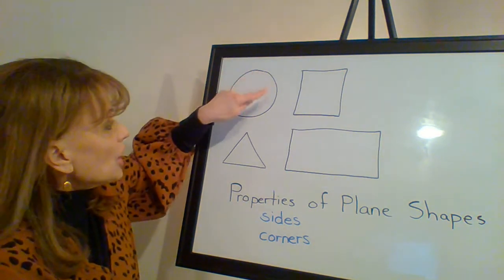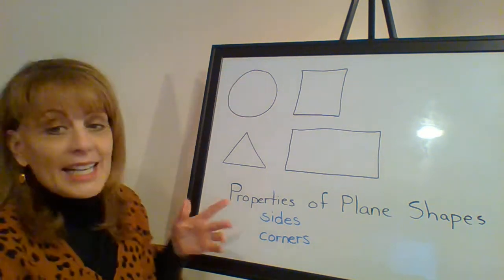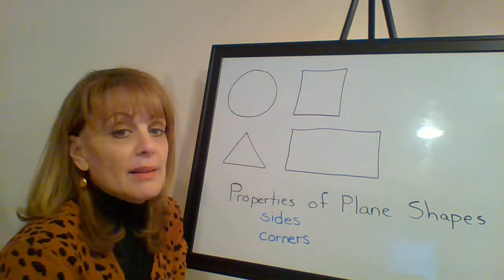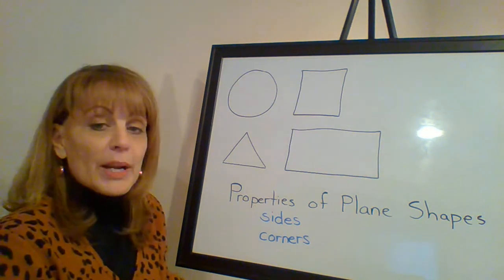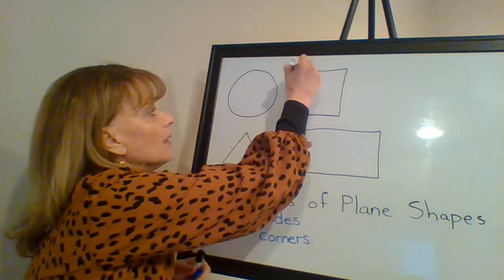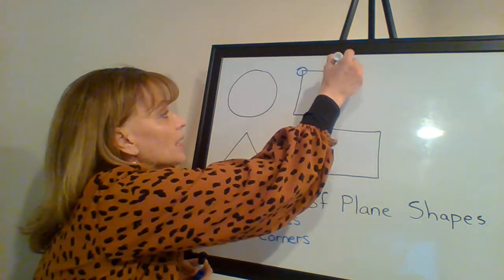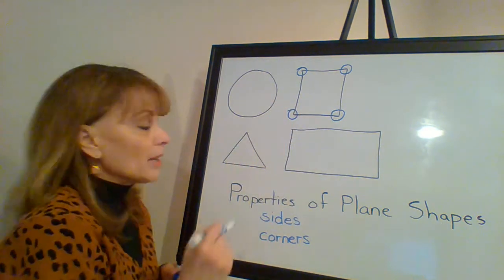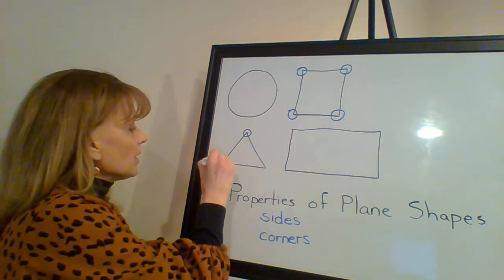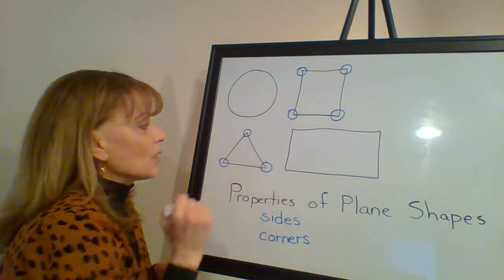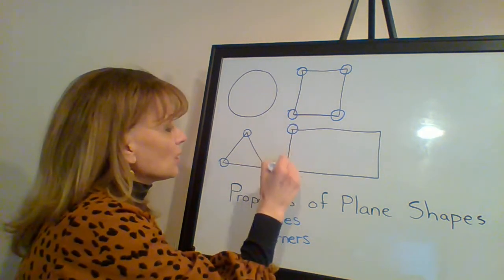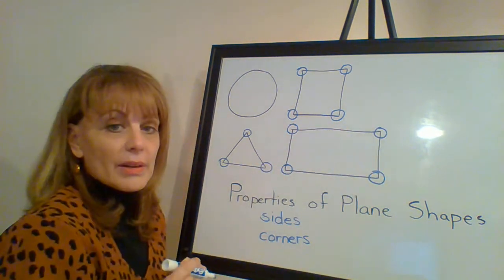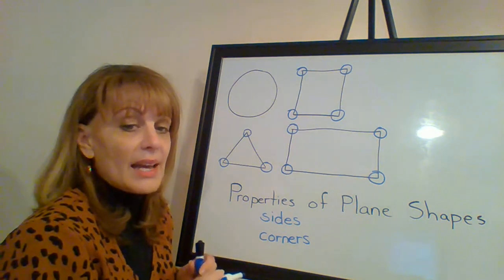But when you look at a circle, it has no straight sides. It just keeps going around, there's no straight side. Corners are where two straight sides meet. This is a corner, this is a corner, this is a corner, and this is a corner. It's where two straight sides meet.